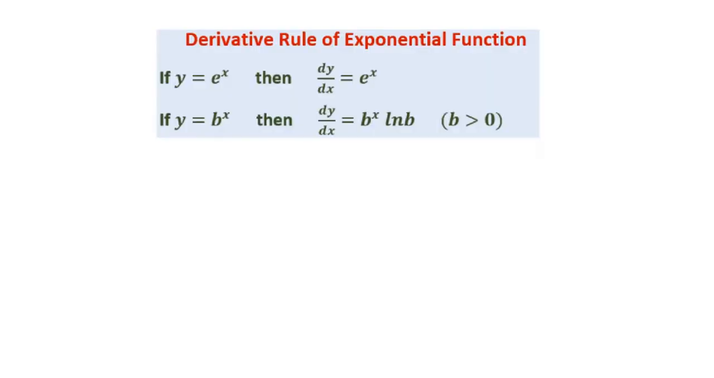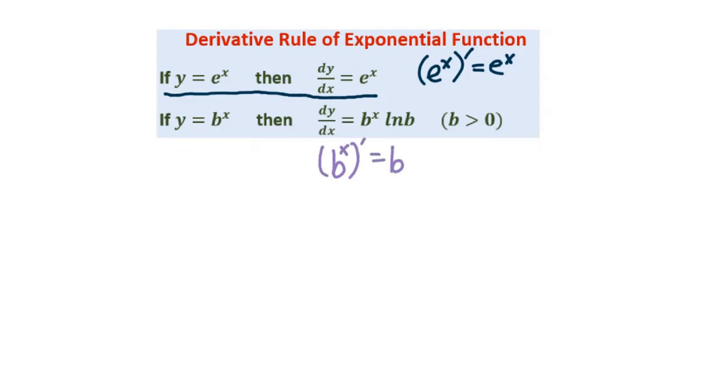Today's lesson is about derivative rules of exponential functions. We know this is a rule for e to the x power. We can write down e to the x power, the derivative equals e to the x power. If y equals b to the x power, then the derivative will be b to the x power times the natural log of b. This is for b greater than 0 and also b not equal to 1.